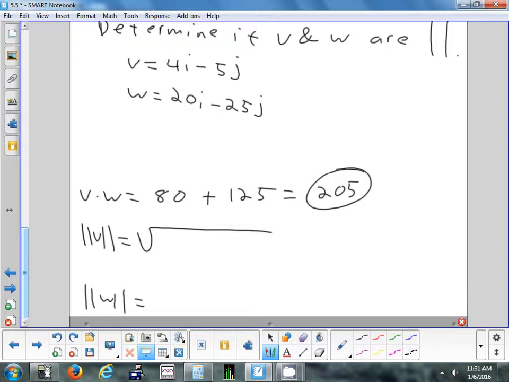All right, now we'll find length of V. Brandon, what's the first thing that I square to find the length of V? 4 squared. Next thing? -5 squared. Good. That's going to give me 16 plus 25. So I don't know if they're parallel yet. I still got to find W.